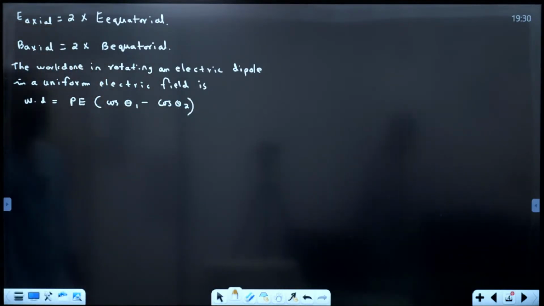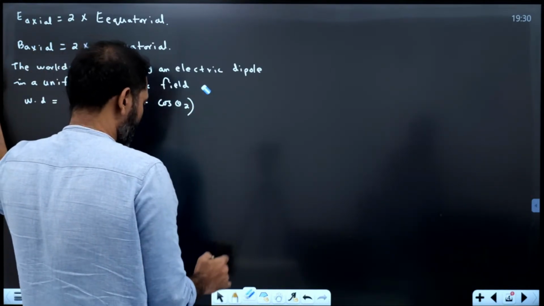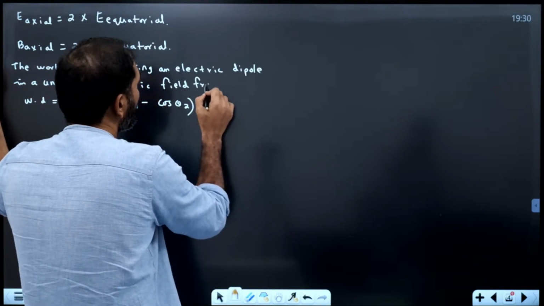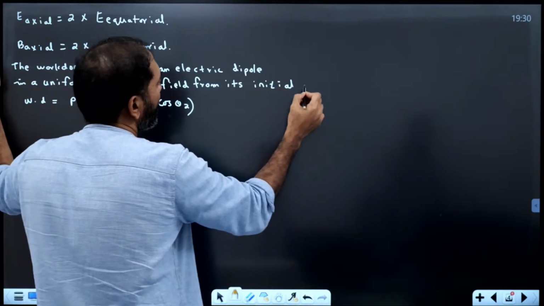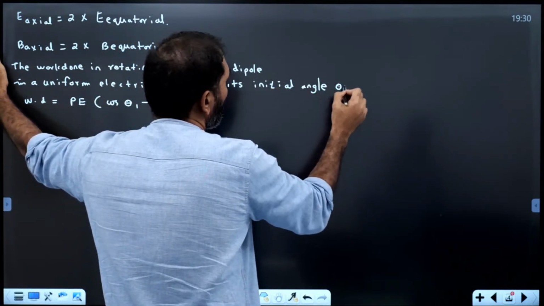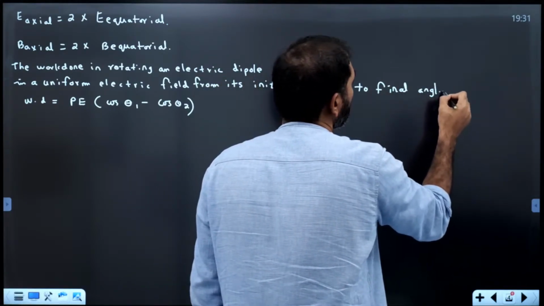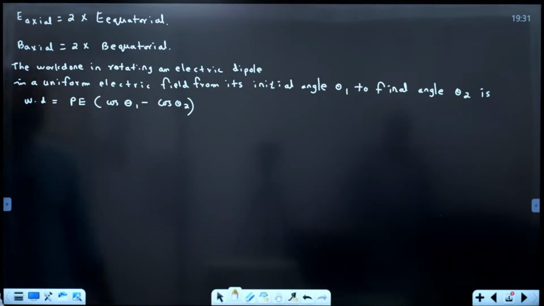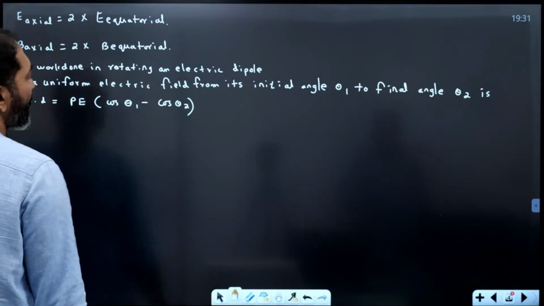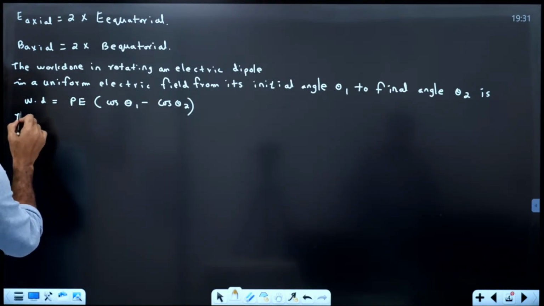What is the equation for work done? Work done in rotating an electric dipole in a uniform electric field from its initial angle theta 1 to final angle theta 2 is W = PE (cos theta 1 minus cos theta 2). We have done that in the first chapter, so the same thing comes in the fifth chapter also.